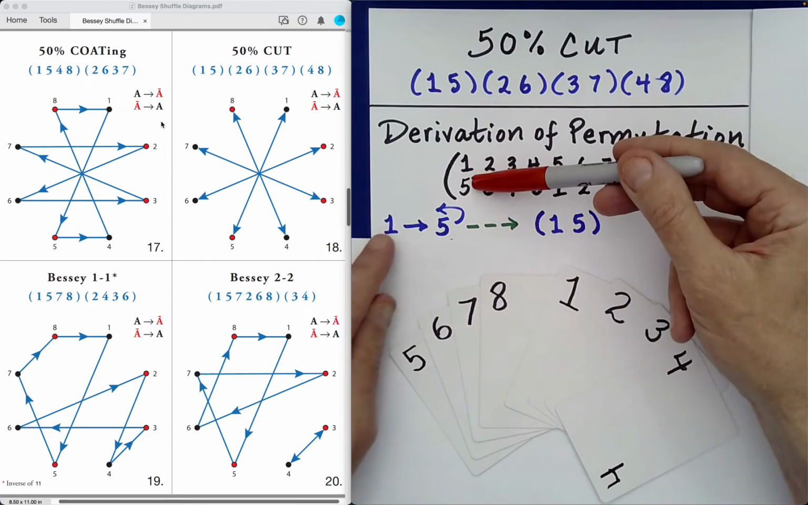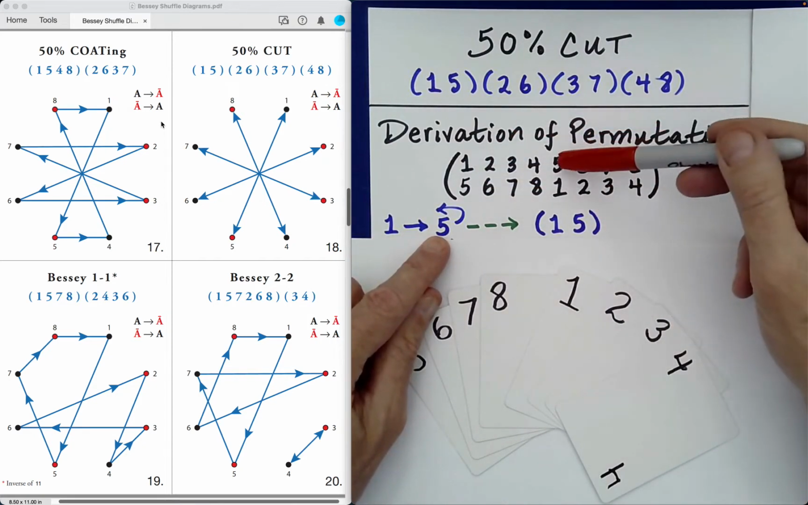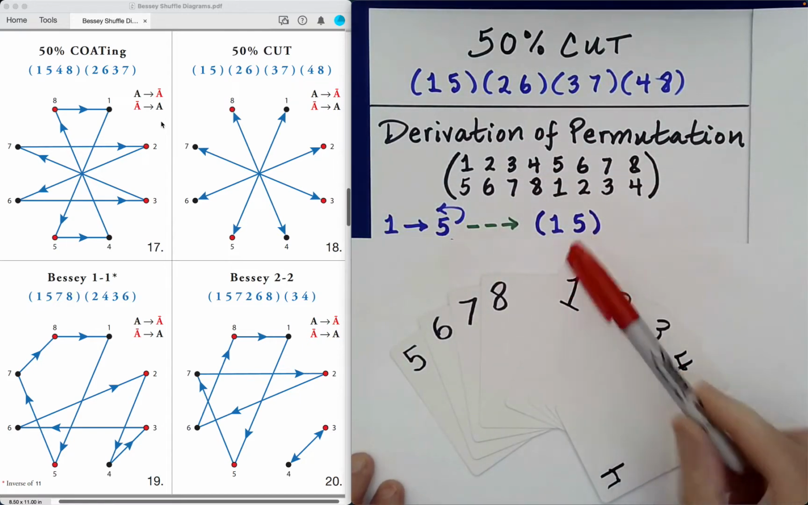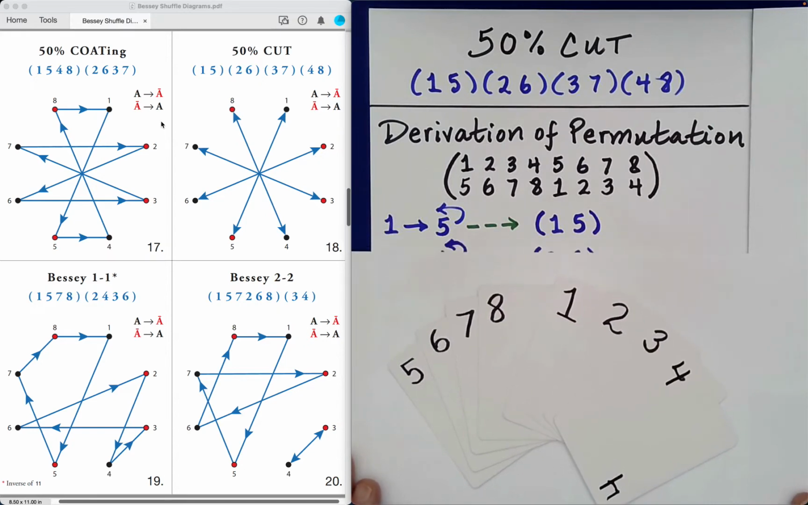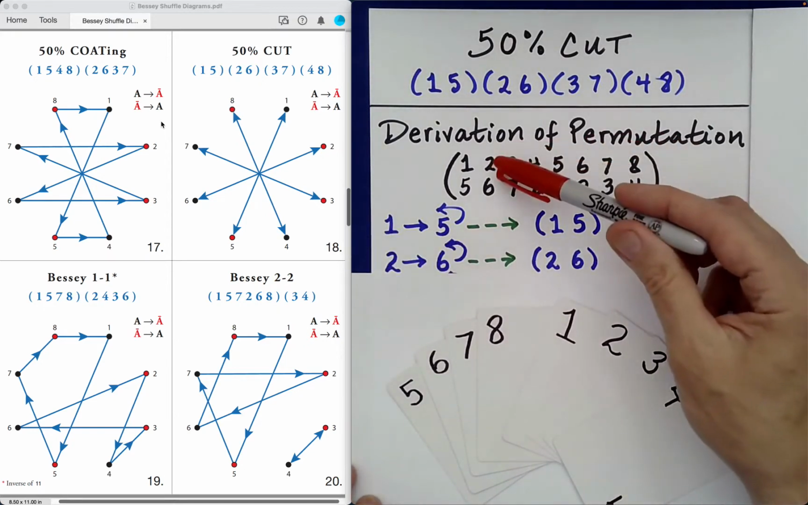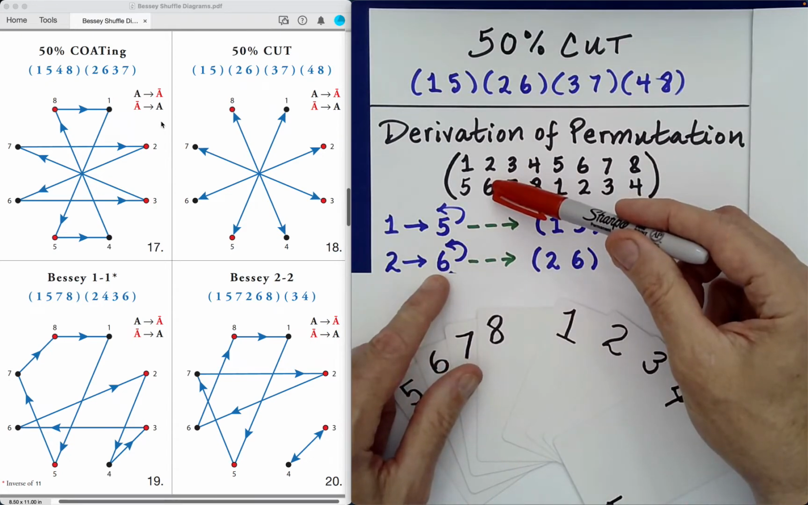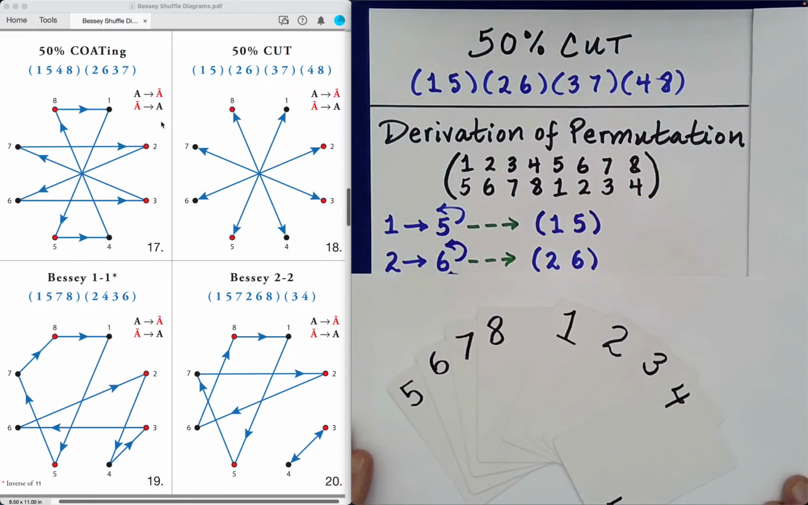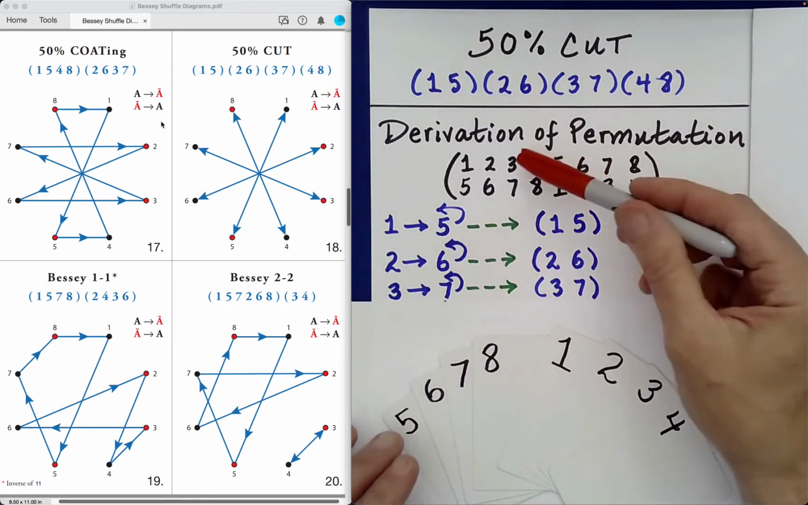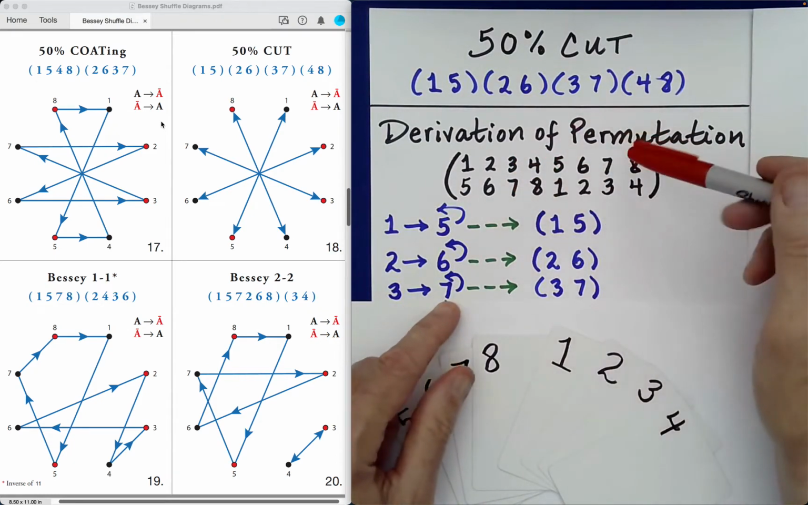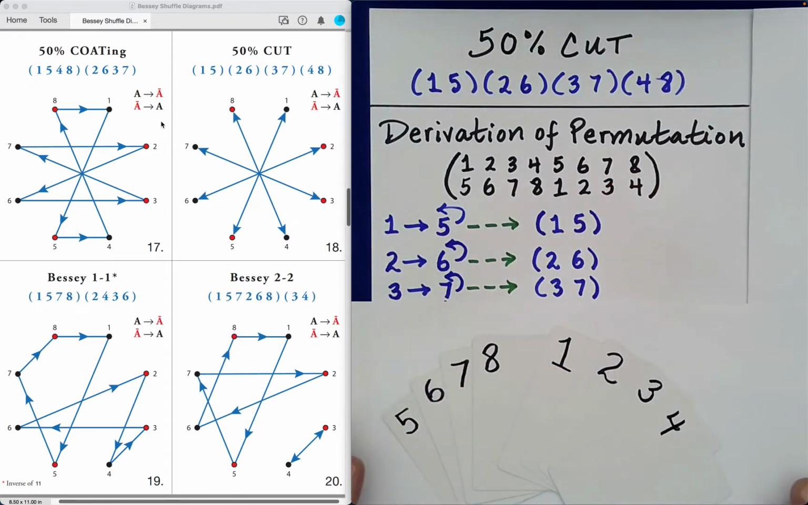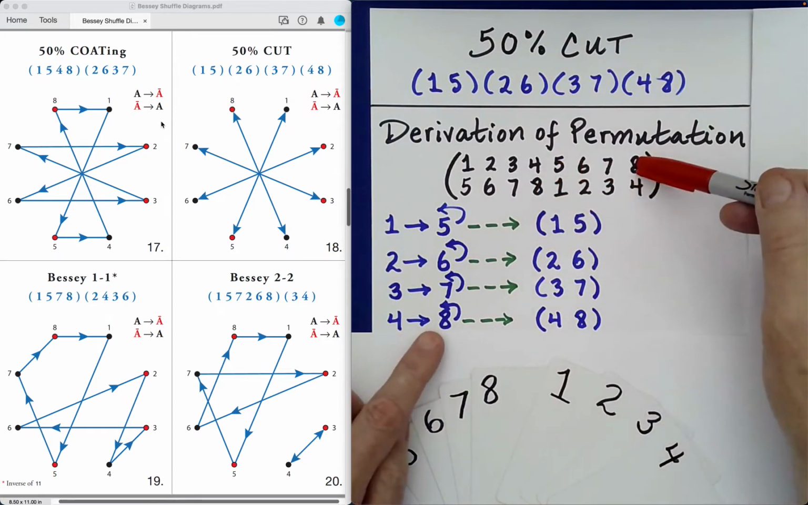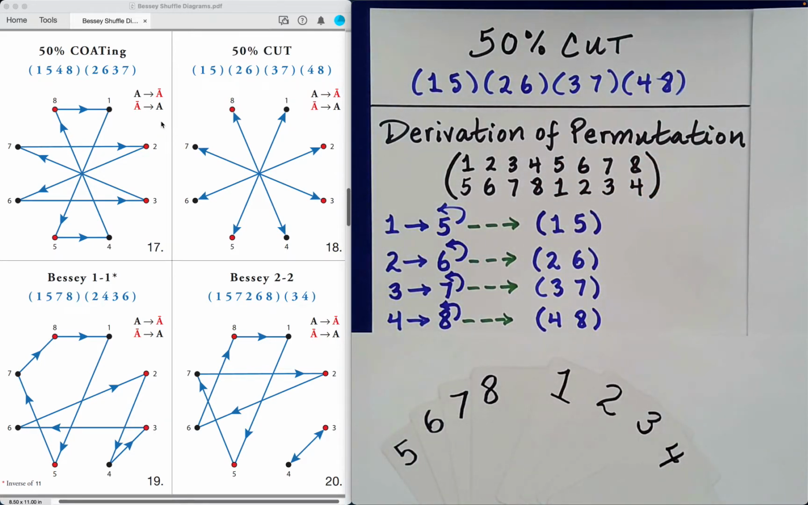1 goes to 5, so there's an arrow from 1 to 5. 5 goes to 1, so it wraps around. So we get a 2 cycle, also called a transposition. So 1 and 5 just switch places. What about 2? 2 goes to 6, so we have an arrow from 2 to 6. And then 6 goes back to 2, so we have a second transposition, or 2 cycle. 3 goes to 7, so we have an arrow from 3 to 7, and 7 goes back to 3, so we have a 2 cycle, or transposition. And finally, 4 goes to 8, and 8 goes to 4, so we have a 4th transposition.